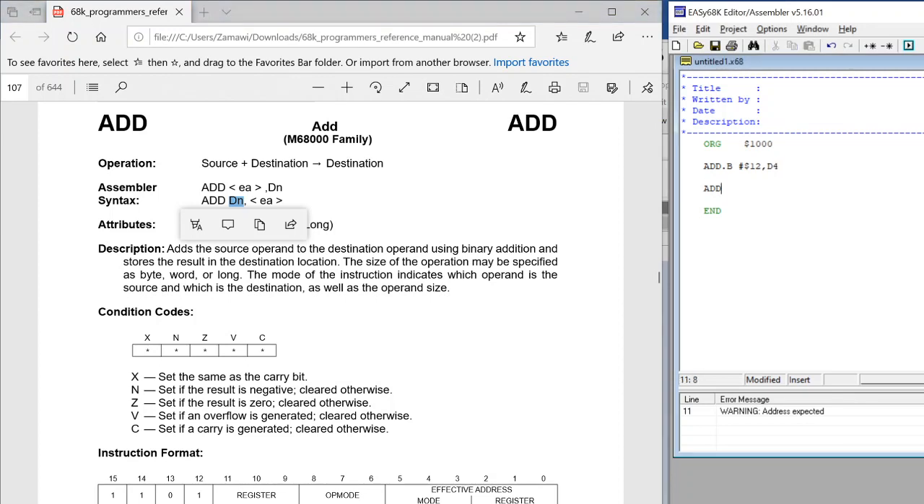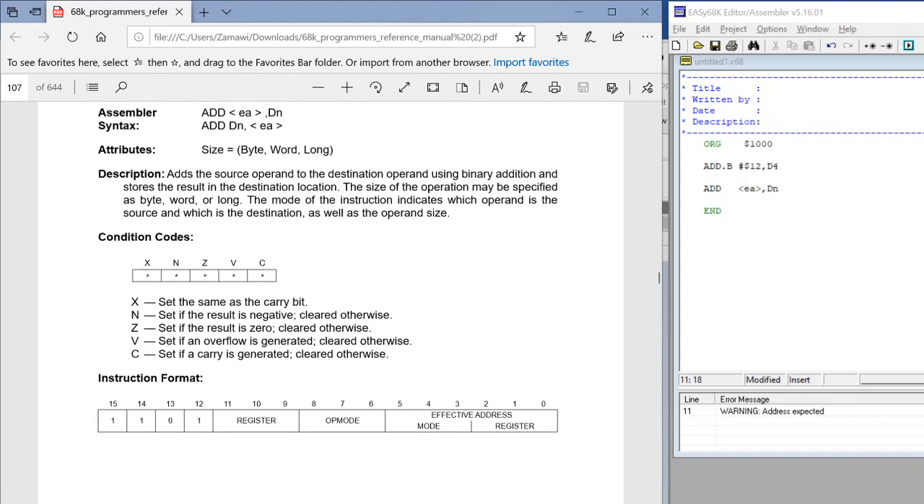This is your first effective address, and the second one is data register. This is the one. You cannot choose the second one here because the first one is a data register, which is not correct. So you are referring to the first one here, the first example here. Alright.